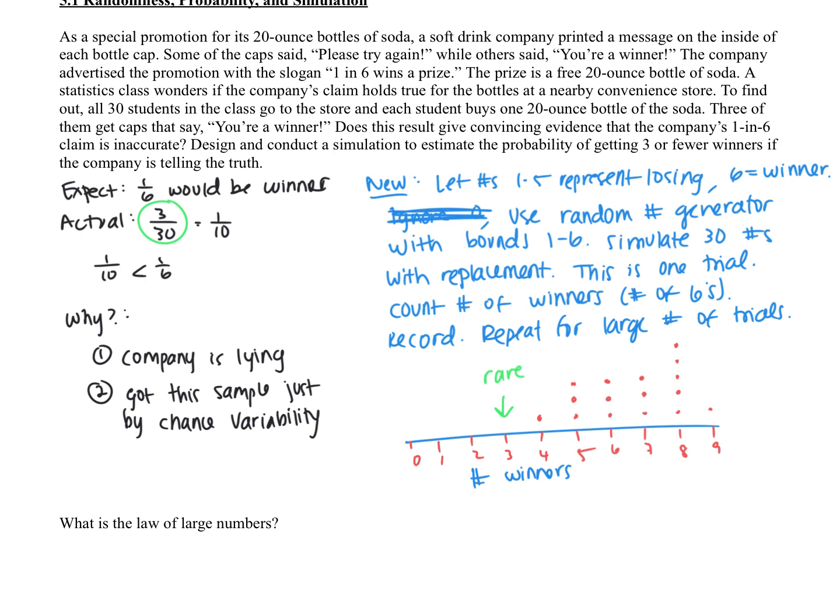So now we're going to go back to which of the following do we think is more likely? Is it more likely that the company is lying to us, or is it more likely that we got our sample just by chance variability? Now, based on our dot plot, how likely is it that we would get 3 out of 30 just by chance? It's not very likely at all, right? So did we get this sample by chance? Probably not. We probably didn't. So we have evidence that maybe the company is telling the truth. Not telling the truth, rather.